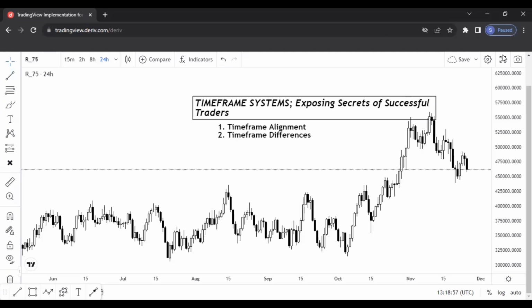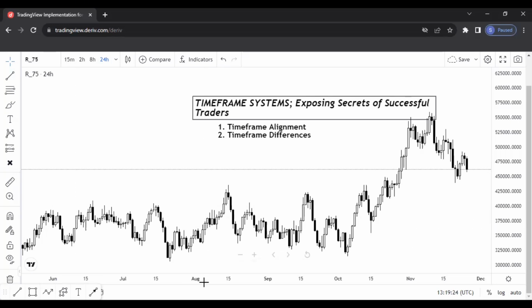Now, time frame differences. We have different things you can check on the time frame. You should get different things you are checking on each time frame. Now, this is the 24 hours time frame. I'm going to be using an intraday trader explanation for you guys.